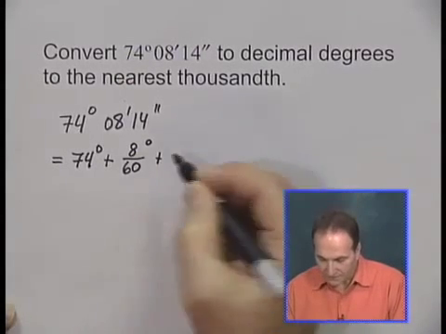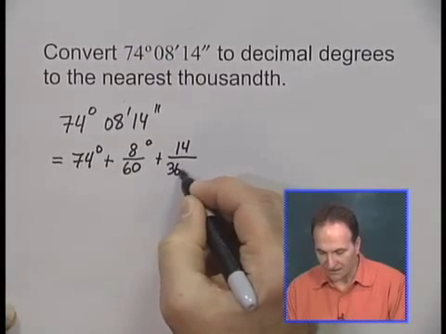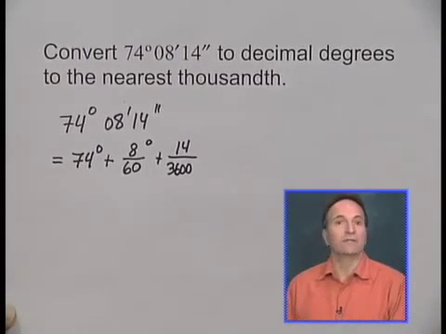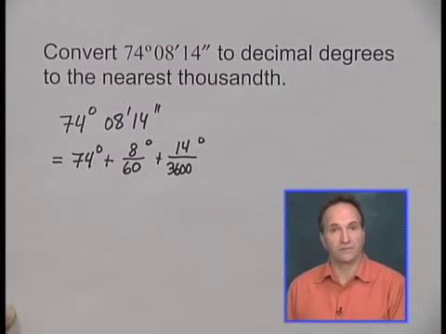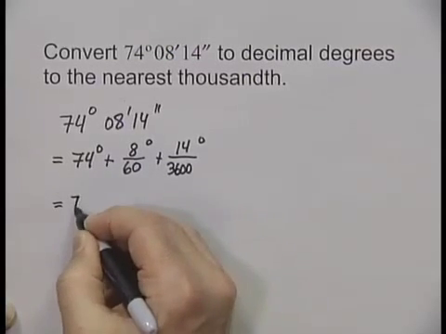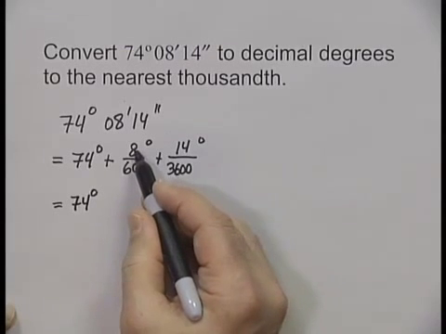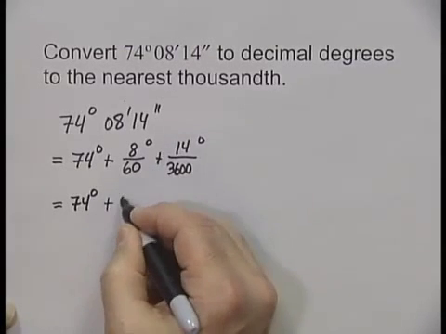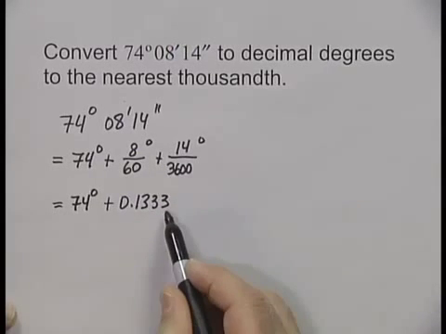Similarly, we have to divide the 14 by 3,600 seconds, and that would convert the 14 seconds also to degrees. Now, either by hand or on a calculator, you can do each of these calculations. 8 divided by the 60 results in 0.1333, and it repeats, but we're rounding to the thousandths, so I can stop here.